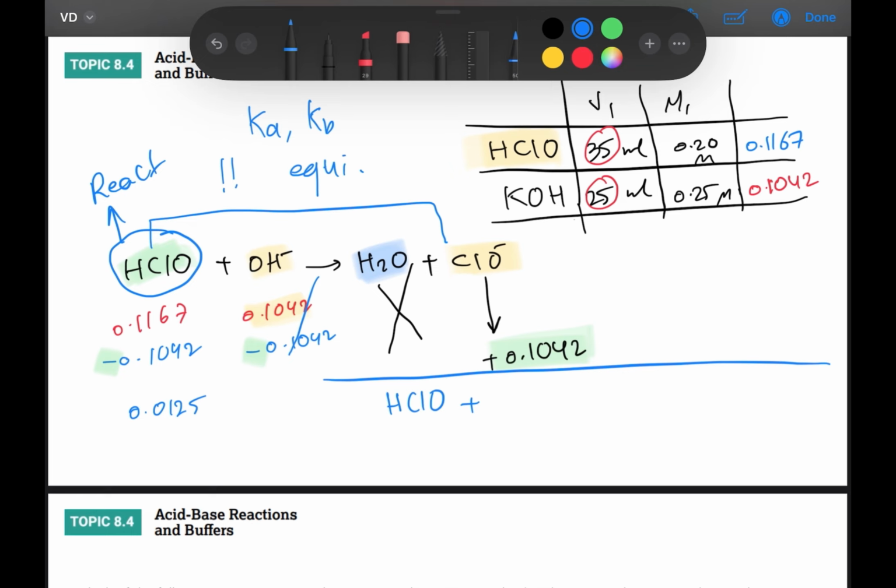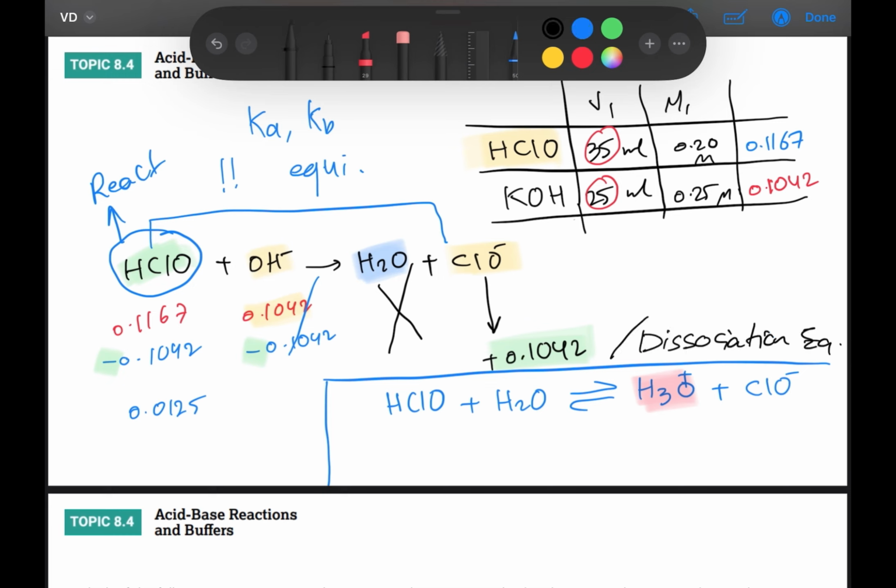Since we have an acid, you have to write the dissociation equation, which means it's dissociating in water. You have to show the reversible arrows. Since HClO is an acid, it has to produce H3O plus. We remove a hydrogen and add it to the water to produce H3O plus, and the remaining species is ClO negative, which is the conjugate base. Now we have two equations. The first one was the acid-base reaction, and the second one is the dissociation equation. This is the second part that you always have to do.